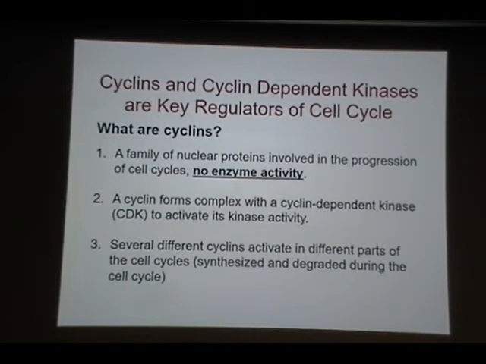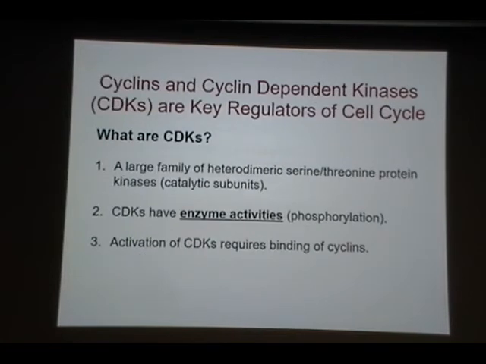Because those cyclins can form a complex with a different protein called cyclin-dependent kinases to activate the cyclin-dependent kinases to be functional during the cell cycle. So cyclins don't have enzyme activities. And there are several different types of cyclins activated at different parts of the cell cycle. I'll talk about that later.